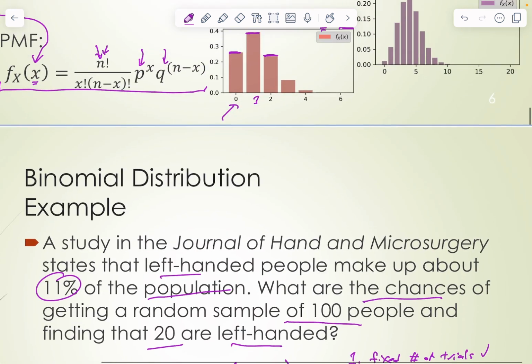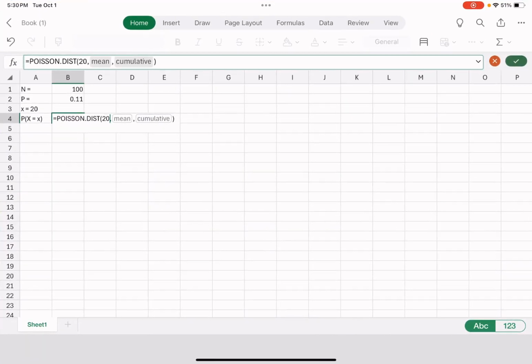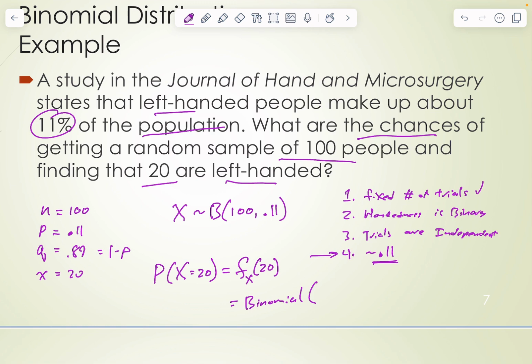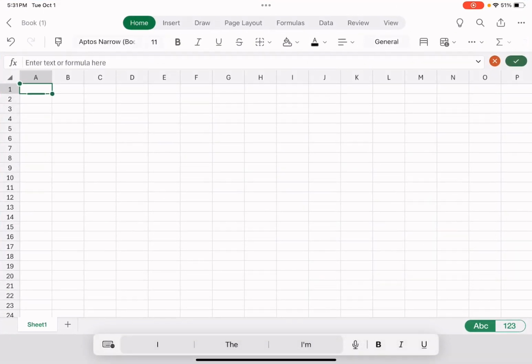And so I'm not going to plug it into that big nasty formula. Instead, I am going to use Excel. I am going to use the binomial distribution in Excel. And I'll show you how that is to be done. So I'm going to get out my keyboard. I'm going to go to Excel. I've got here a blank notebook, and I'm just going to start typing in my data.